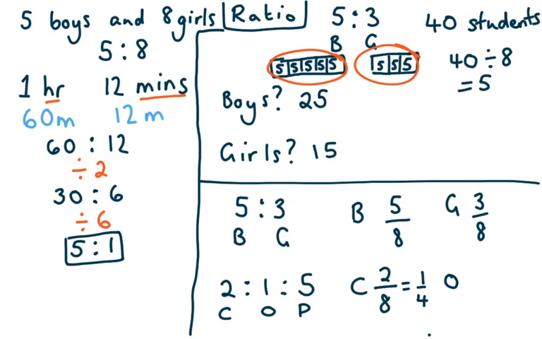What fraction of the drink is orange juice? 1 out of, well, there's 8 altogether. And what fraction of the drink is pineapple juice? Well, there's 5 parts pineapple juice out of 8 altogether. And that's the final one. It's just what fraction does each bit of the ratio represent. And just remember, the fraction is that part of the ratio out of everything all together.